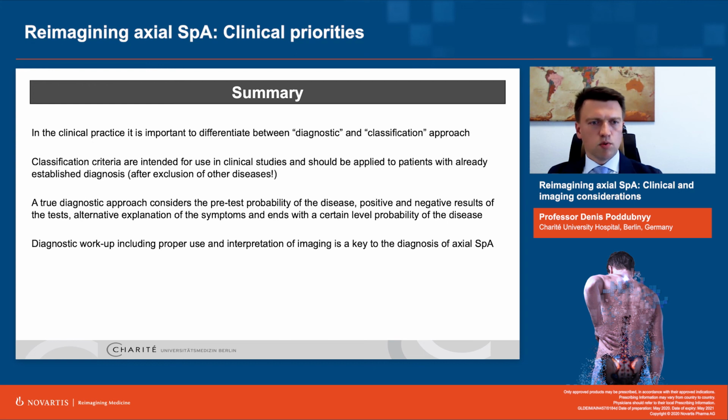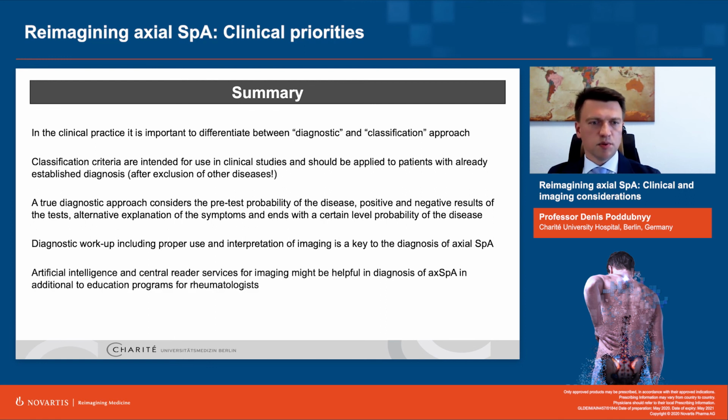In the diagnostic workup, we use proper imaging, and we should interpret this imaging as one of the main parameters to establish the right diagnosis if we suspect axial spondyloarthritis. And new developments include artificial intelligence and central reading services. These developments are evolving right now.